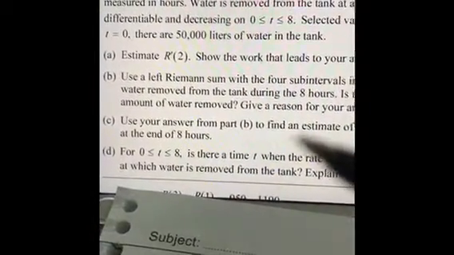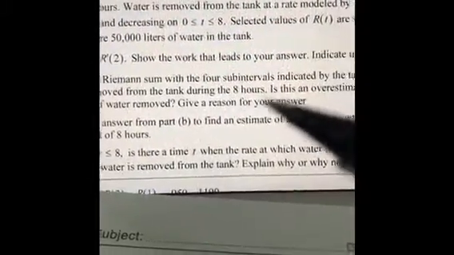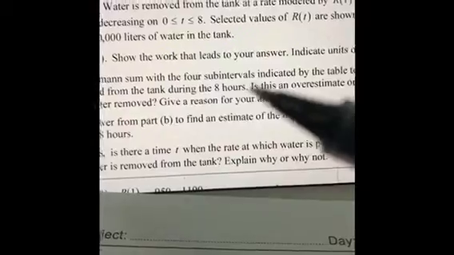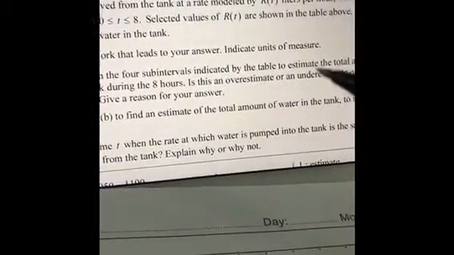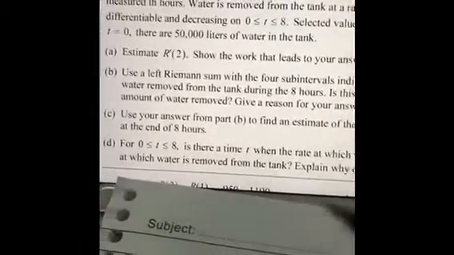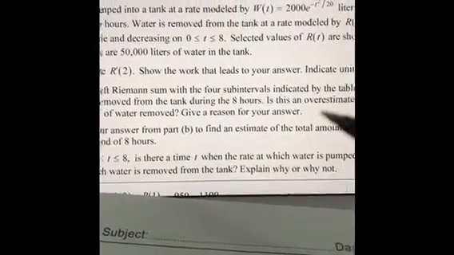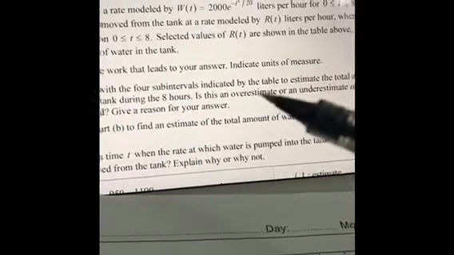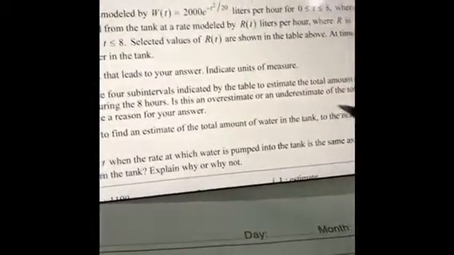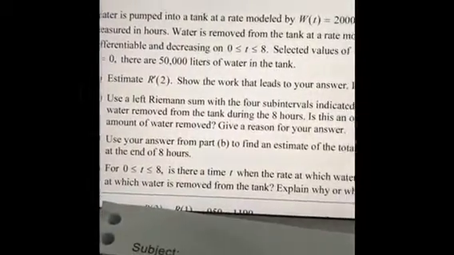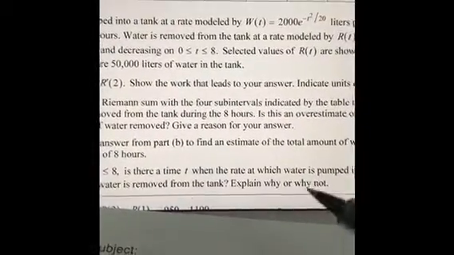B says, use a left Riemann sum with the 4 subintervals indicated by the table to estimate the total amount of water removed from the tank during 8 hours. Is this an overestimate or underestimate of the total amount of water removed? Give a reason for your answer. Okay, first of all, number 1 B.